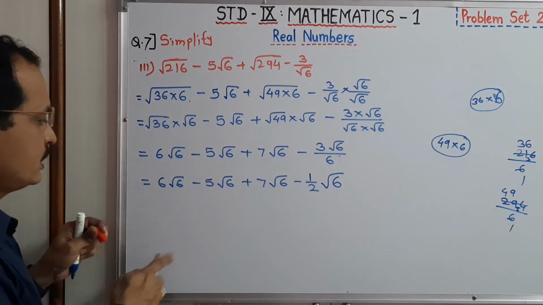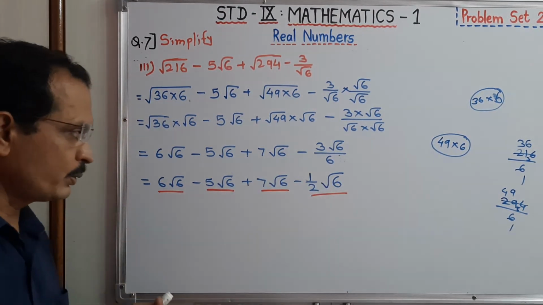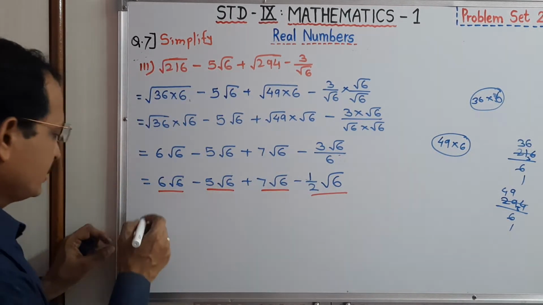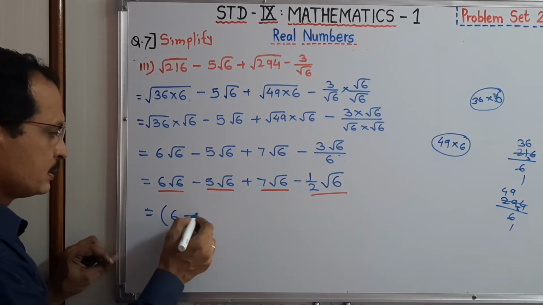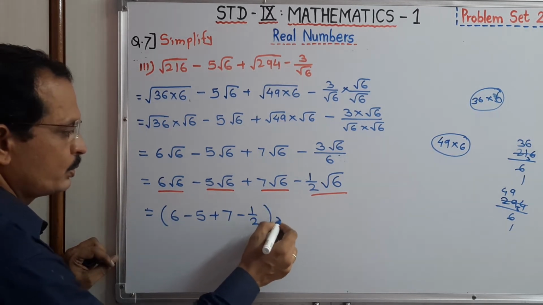Now see dear student, root 6. Now what do we have to do? See here, 6 minus 5 plus 7 minus 1 upon 2 root 6.